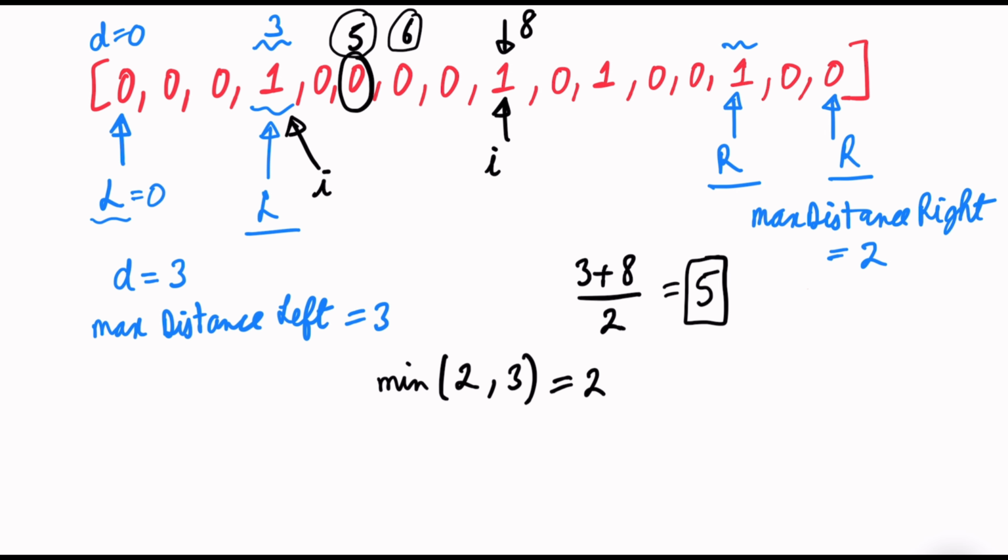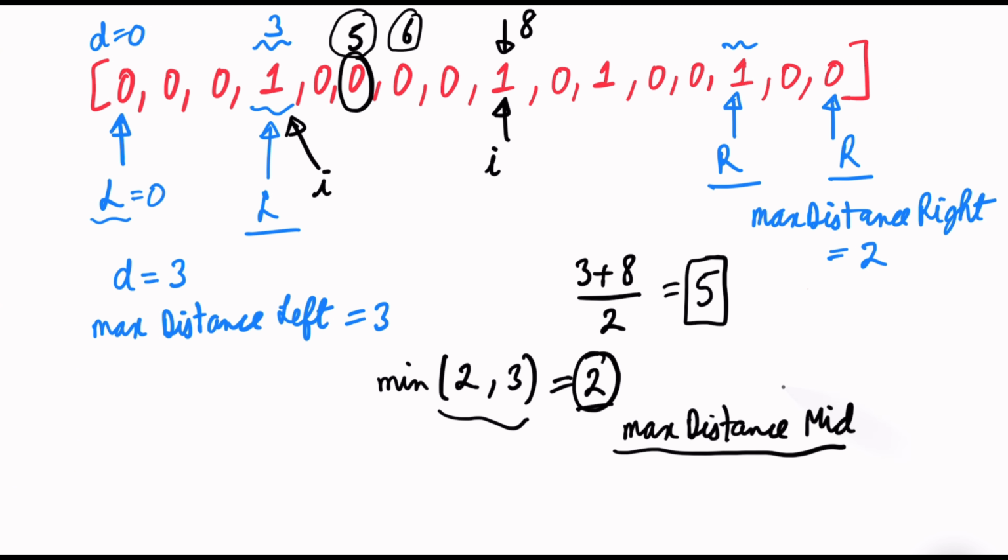And once we calculate the minimum value of 2 and 3, which is 2, we are now going to calculate the global maximum value. So for our case 3, let's call that variable max distance mid. We are going to find the maximum of the current value of max distance mid and this value 2. Initially we assign it as 0, so the current value of max distance mid will get updated to 2. And now we are done solving for this pair at index 3 and index 8.